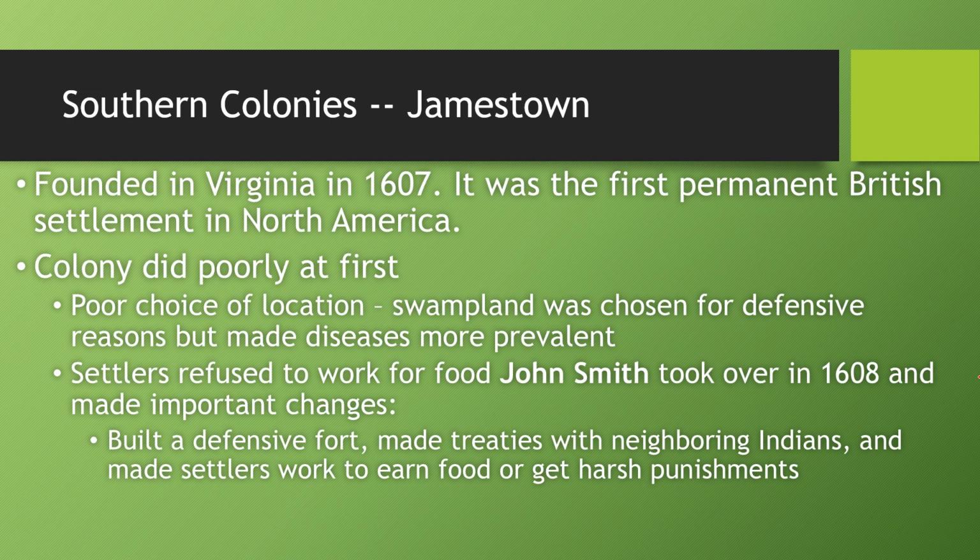This colony did very poorly at first. It started with their choice of a location. They settled on the James River in Virginia, and they sailed upriver about 50 miles. They were trying to find a spot that would provide them defense from the Spanish, who were also looking to colonize in this area. And they chose a swamp for its defensive reasons, but by being in proximity to the swamp, it also made diseases much more prevalent, especially malaria. So the settlers ended up getting very sick because many of them didn't have resistance to that disease.